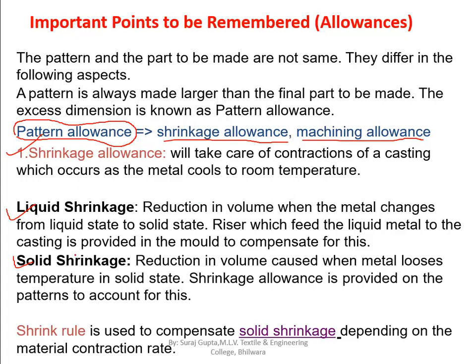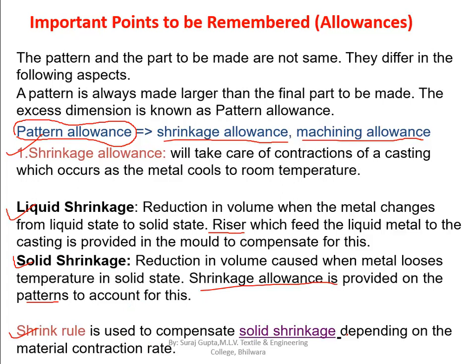Okay, then the solid shrinkage: the reduction in the volume caused when the metal loses temperature in the solid state. The shrinkage allowance is provided on the pattern to take account of this. Means shrinkage allowance is to be taken in the pattern. Means the pattern is to be made of a dimension more than the product size. Now we should know what is the shrink rule. So the shrink rule is used to compensate solid shrinkage only. The liquid shrinkage will be taken care of by the riser, but solid shrinkage will be taken care of by pattern size.